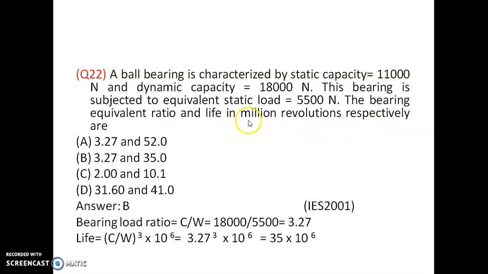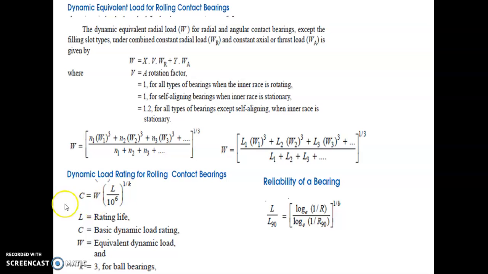Life in million revolutions. There are two things that are very important for the design of rolling contact bearings. One is the load. The dynamic equivalent load W equals X into V into WR plus Y into WA. WR is the radial load, WA is the axial load, Y is the axial load factor, X is the radial load factor, and V is the race rotation factor. W is a combination of radial load plus axial load.